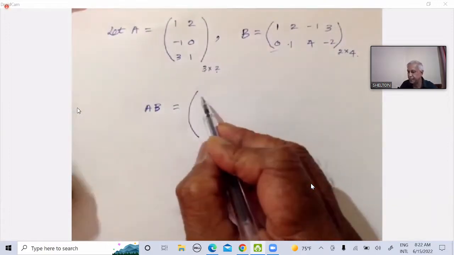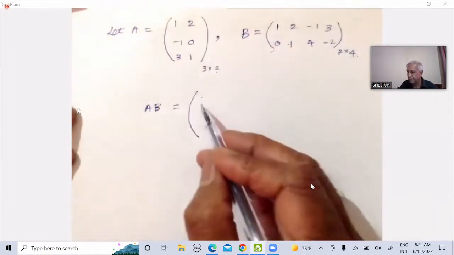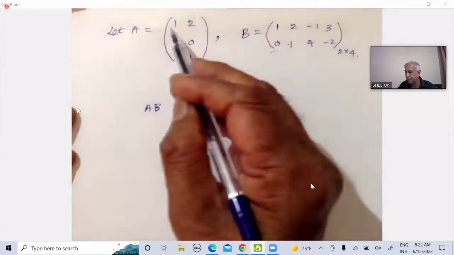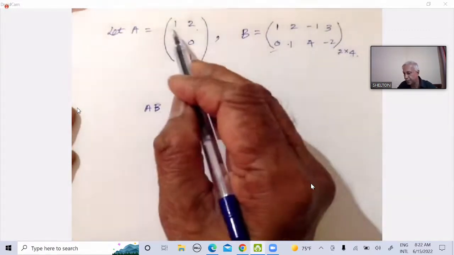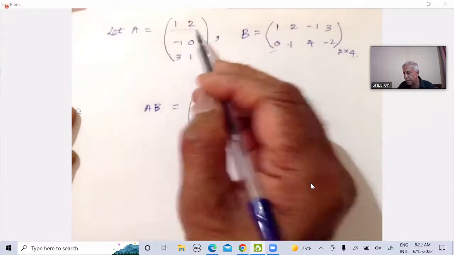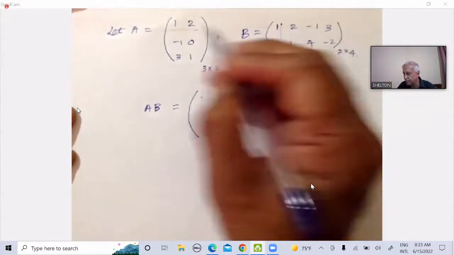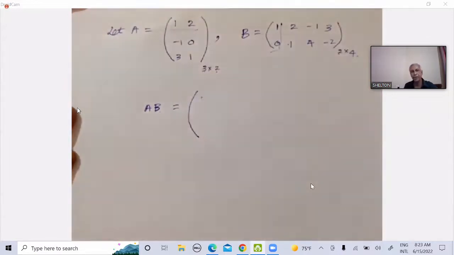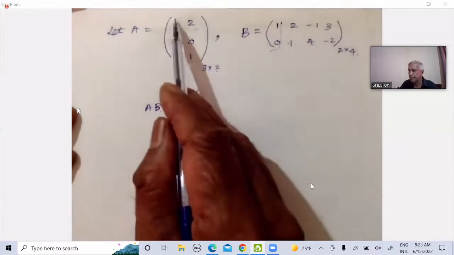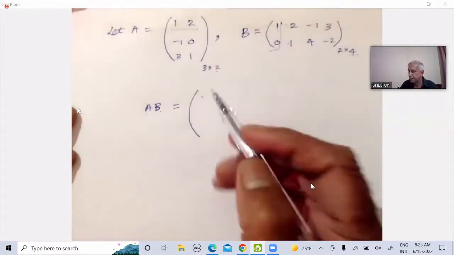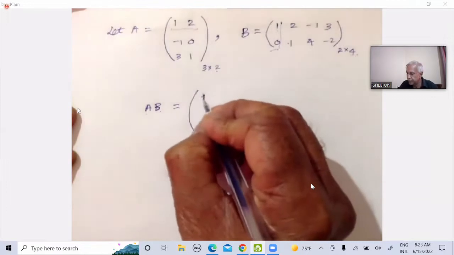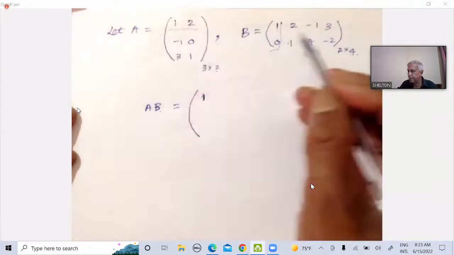Okay. What is the entry here? The 1, 1 entry of AB. First row, first column. So take the first row from A and the first column from B, and multiply as we do in the dot product. 1 times 1, 2 times 0. So 1 times 1 is 1.